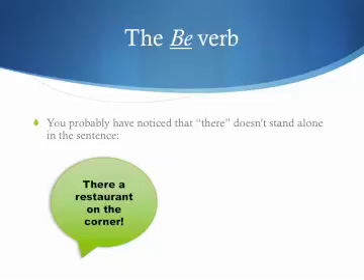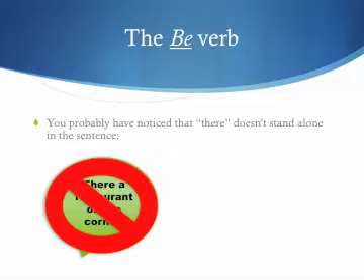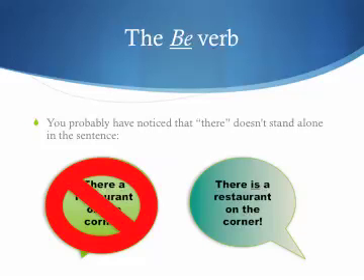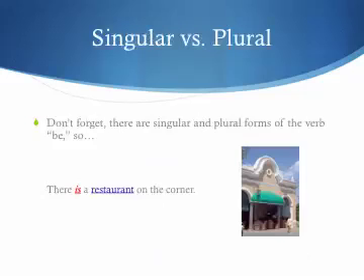One mistake that I frequently hear is people from other countries who are new English speakers saying something like, they're a restaurant on the corner. In other words, forgetting the form of be that has to go with there in that case, and that's wrong. There is a restaurant on the corner is the proper way to say that.